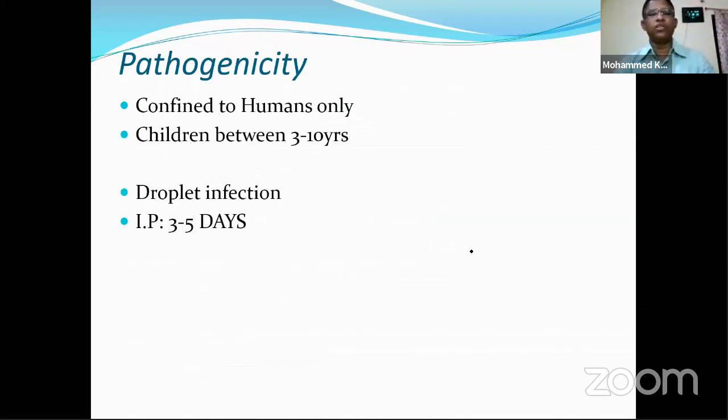Pathogen is confined to humans only. Most common infection is in 3 to 10 years. And same as meningitis, droplet infection, same as TB. That's a very common thing in today's topic. MTB, Neisseria meningitidis, and diphtheria, all are droplet infections.